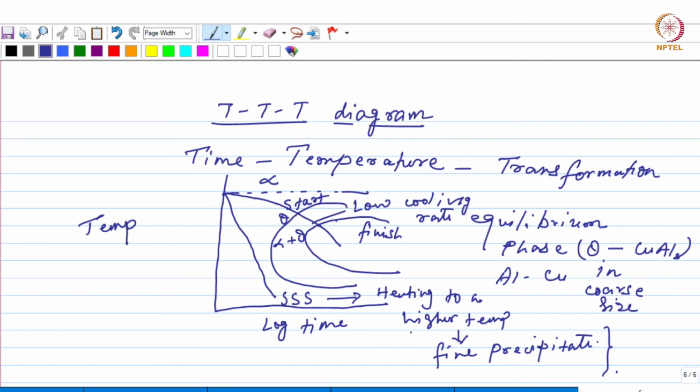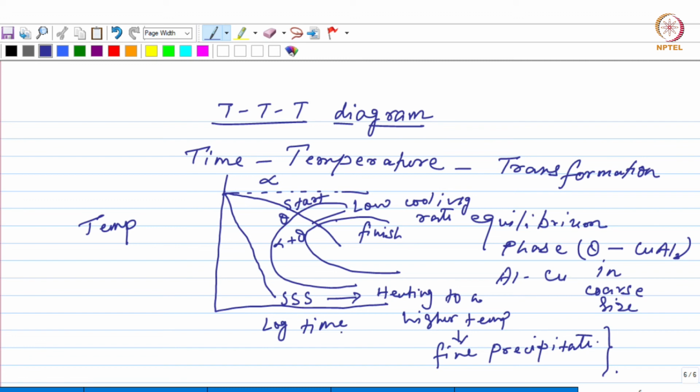Right. So the first requirement, of course, was the solubility, which should increase with temperature. And second, when you heat the alloy to the single phase region, it has to be cooled down with a high cooling rate so that a supersaturated solid solution can form. Okay, so that's the other requirement.